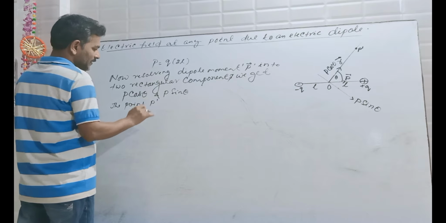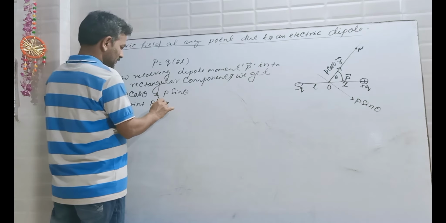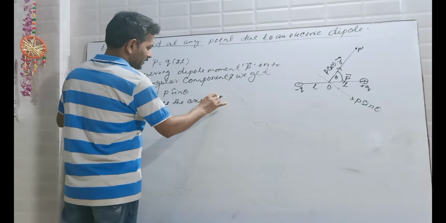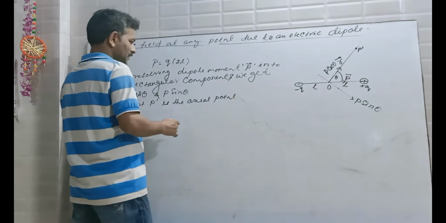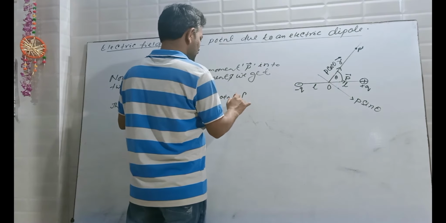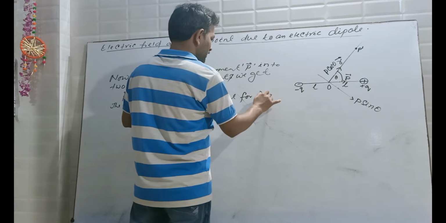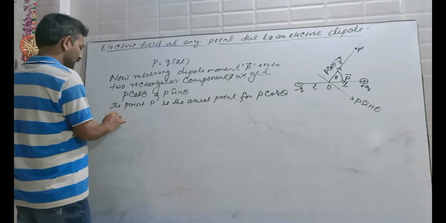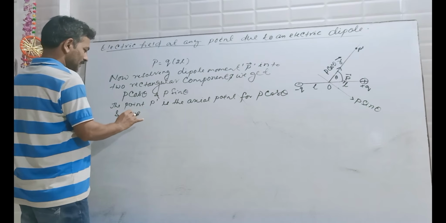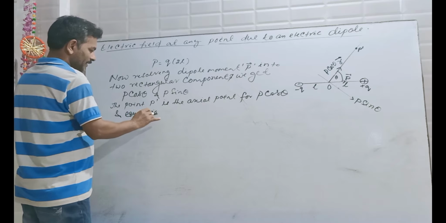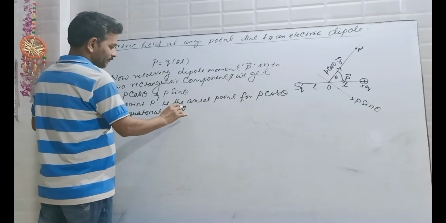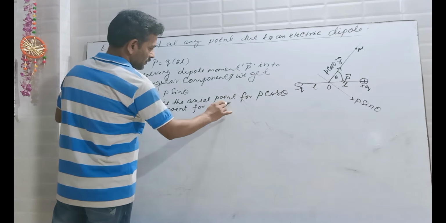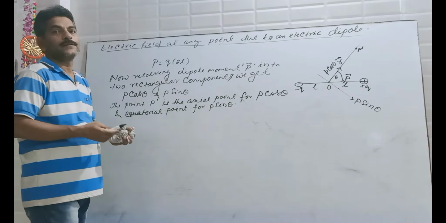The point P dash is the axial point for P cos theta and equatorial point for P sin theta.